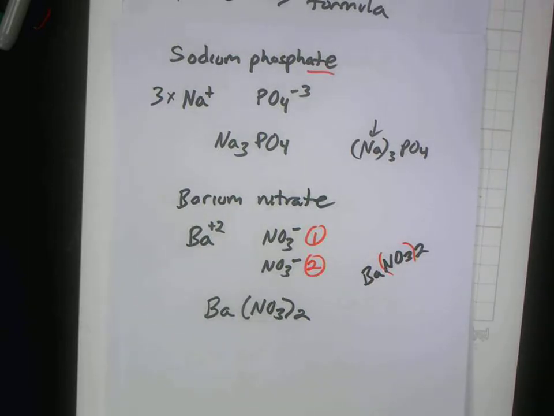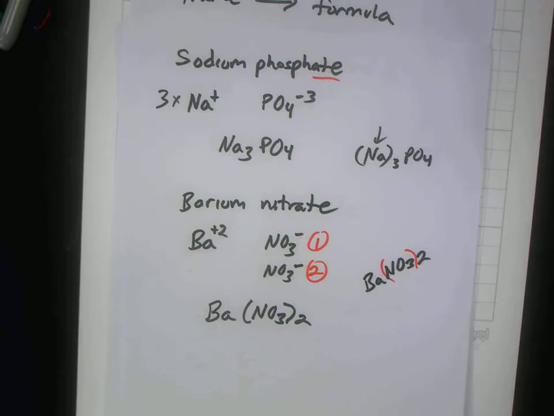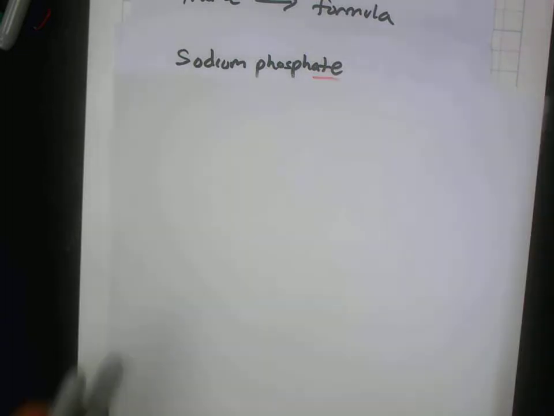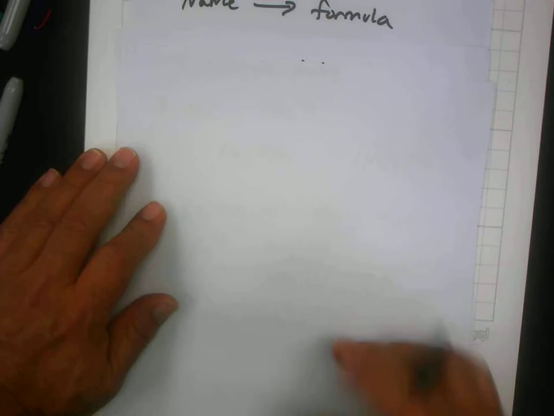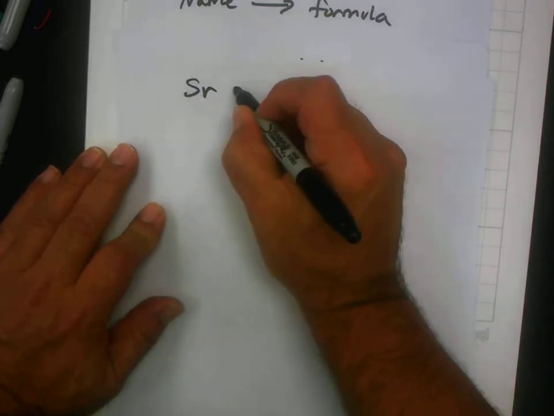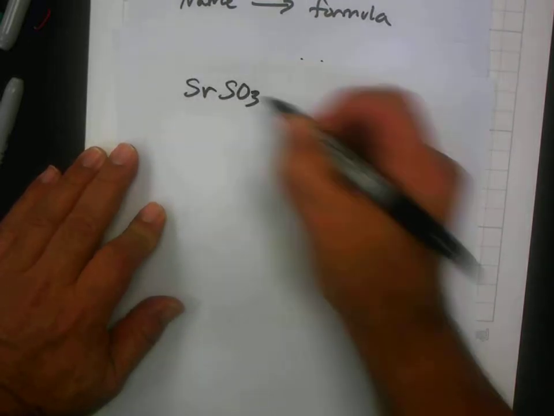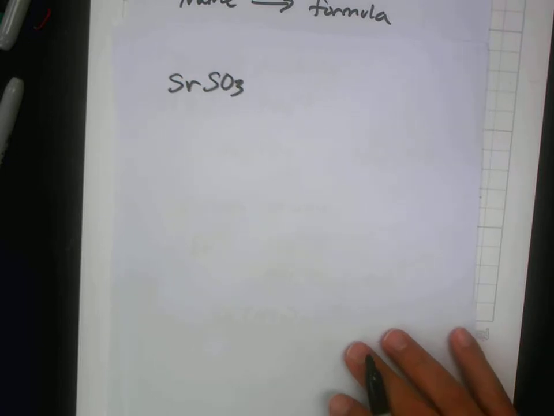All right. Any questions on these, putting together these formulas from these names? All right. What about names from the opposite process? All right. The next one. Let's try this one. If I gave you this formula, SrSO3, how would you name it?